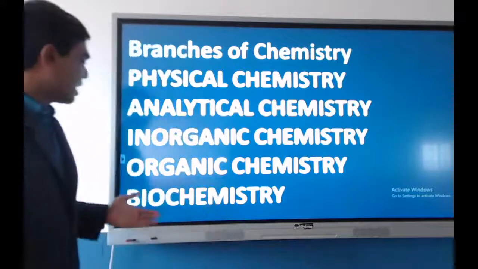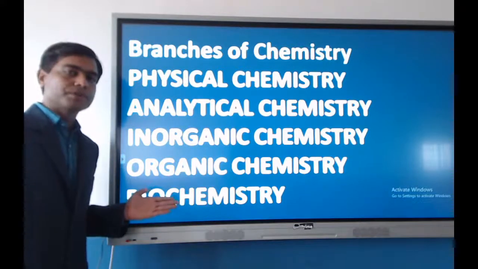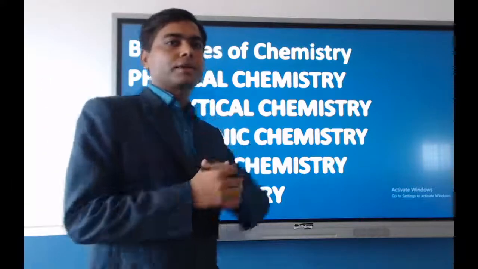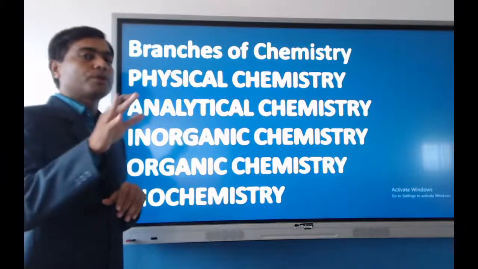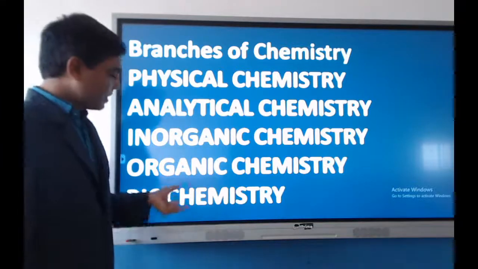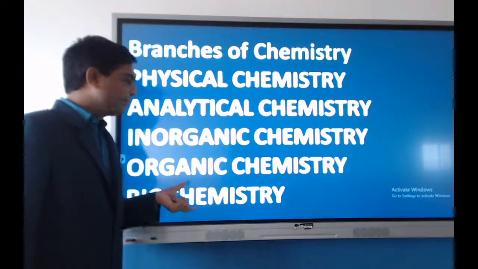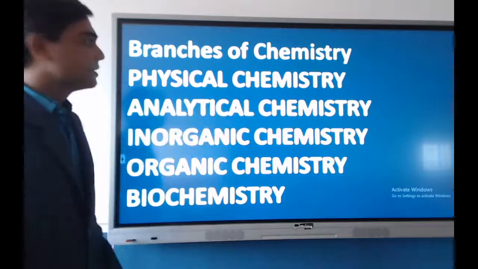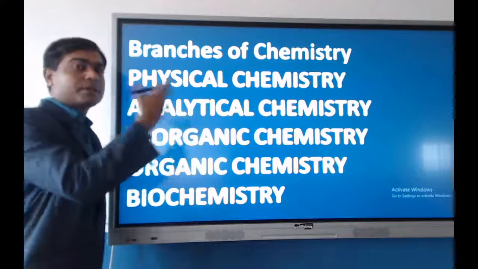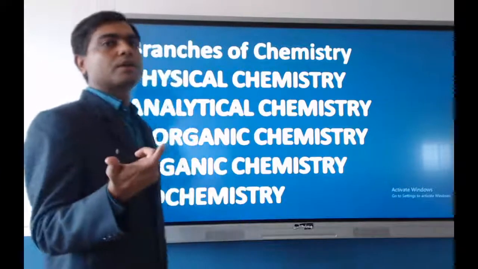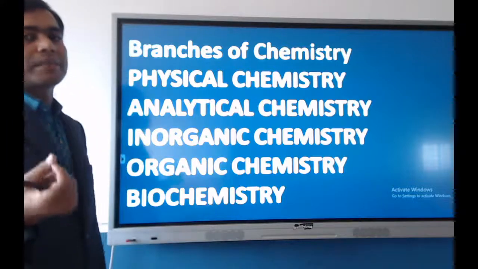Okay. Next, the last branch is called biochemistry. Biochemistry means it is a mixture of biology and chemistry, where you are learning about the nutrients of the body like carbohydrates, proteins, fats and vitamins. This branch you will learn in the second PUC, but the remaining branches you will learn in first PUC as well as the second PUC. Apart from this, there are again branches like pharmaceutical chemistry, where you learn about tablet preparation and tablet ingestion.